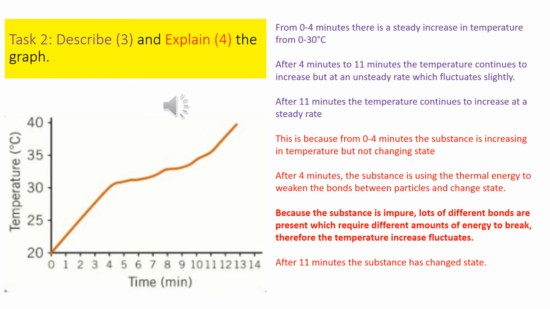And then to explain the graph, this is because from 0 to 4 minutes, the substance is increasing in temperature, but not changing state. After 4 minutes, the substance is using the thermal energy to weaken the bonds between particles and change state. Because the substance is impure, lots of different bonds are present which require different amounts of energy to break. Therefore, the temperature increase fluctuates. After 11 minutes, the substance has changed state.